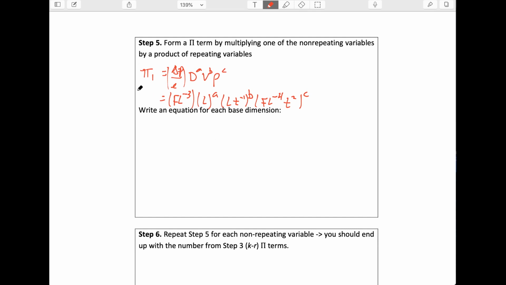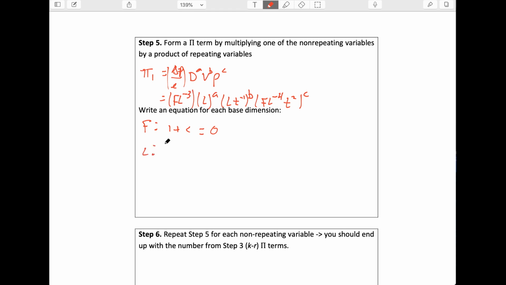We want pi to be dimensionless. And what that means is that all the forces have to cancel out, all the lengths have to cancel out, and all the times have to cancel out. Well, we can just write an equation for each base dimension to get that. So for example, the exponents on force. Here we have a force to the first power, 1. And if we go through, the only other term that has a force is here, and it's raised to the c. So 1 plus c has to equal 0 if this is going to be dimensionless. Length.